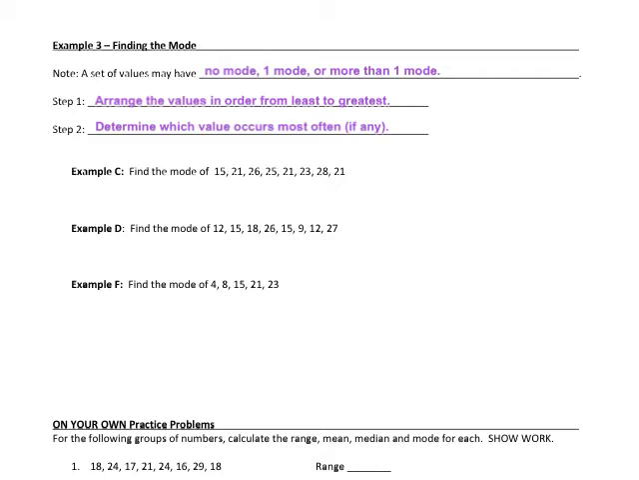So we are on the back side. We're going to look at example number 3, where we are finding the mode. Remember that the mode is the number that occurs most often. So in a data set, you might have no mode at all if every single number in the set is different. You might have one mode because a number appears the most often, or you might have more than one mode. That means that there are several numbers that appear more frequently and they occur the same number of times.